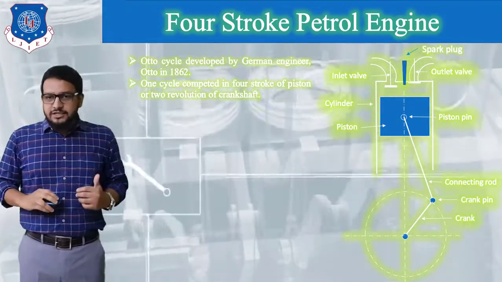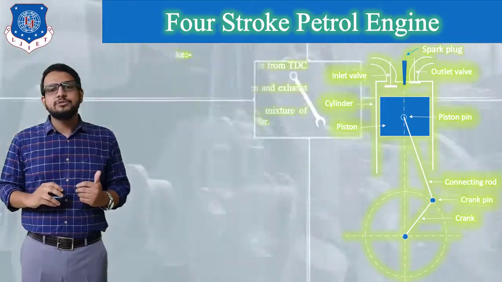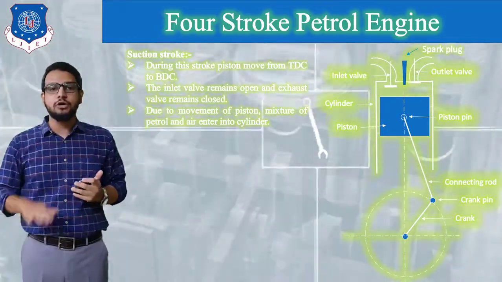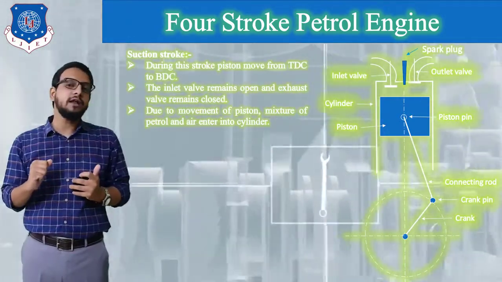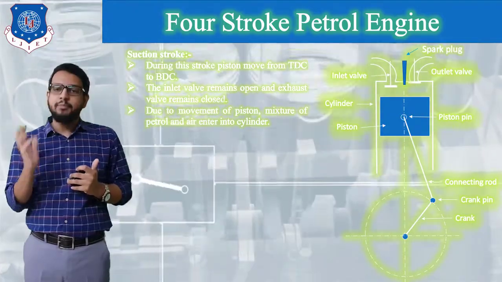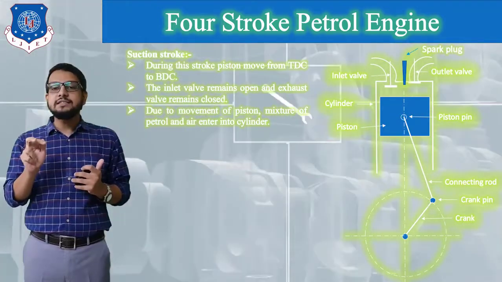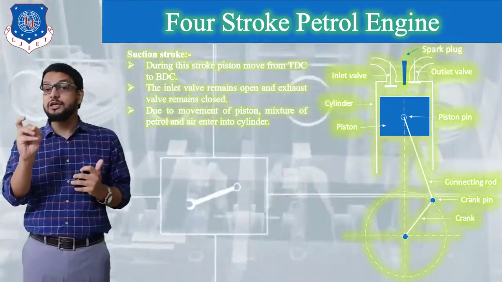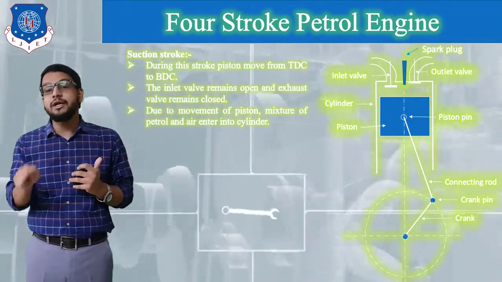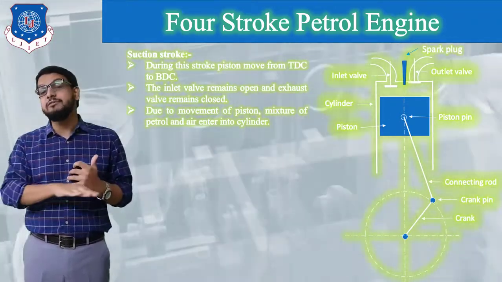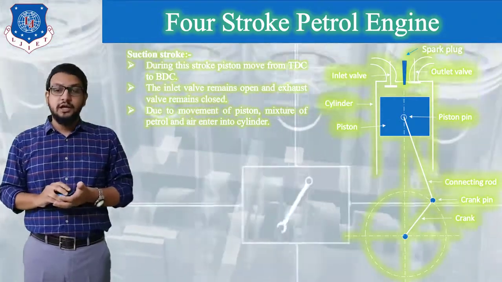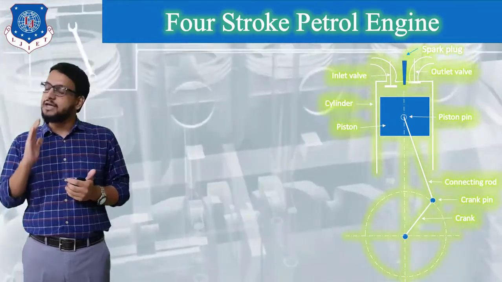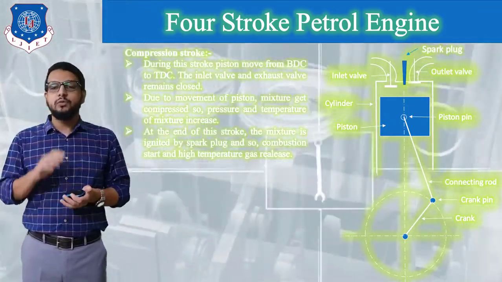Let's understand the strokes. The first stroke, as you can see on the screen: during the suction stroke the piston moves from top dead center towards bottom dead center. At that time the inlet valve opens due to a cam mechanism. A pressure difference is established inside the cylinder. Because of the downward motion, a partial vacuum is generated, and due to the pressure difference, the air and petrol mixture begins to enter the cylinder till the piston reaches its BDC position. At that time the crank will have completed its half revolution. So one stroke has been completed.